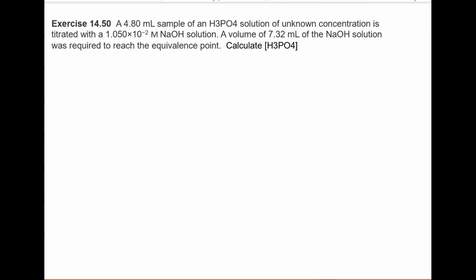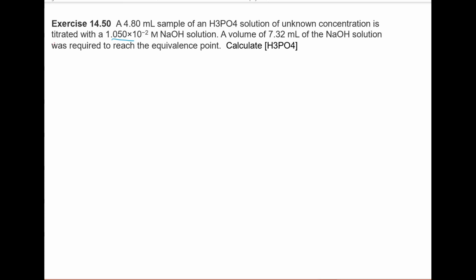This is a problem from the homework that many of you struggled with, so I'm going to go through the solution. A 4.8 milliliter sample of phosphoric acid solution of unknown concentration is titrated with sodium hydroxide. A volume of 7.32 milliliters of sodium hydroxide was required to reach the equivalence point. Calculate the concentration of phosphoric acid.